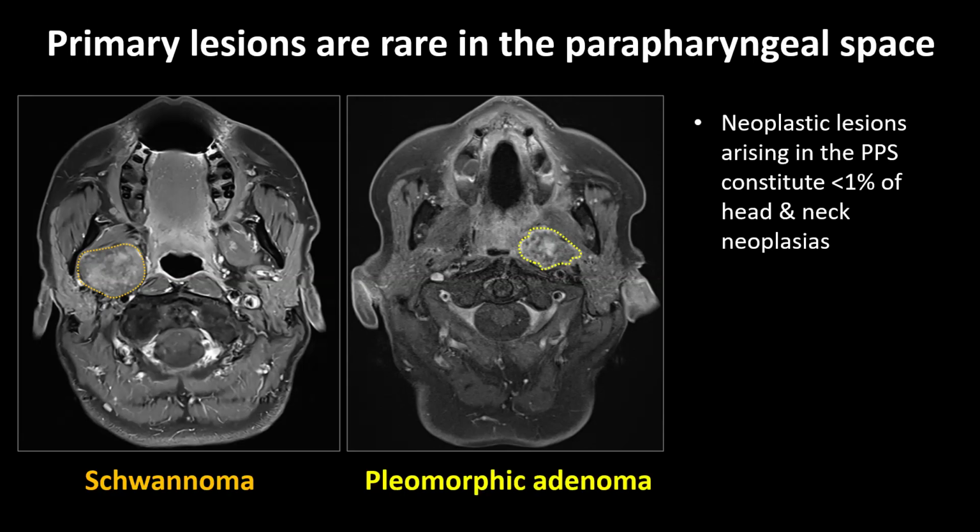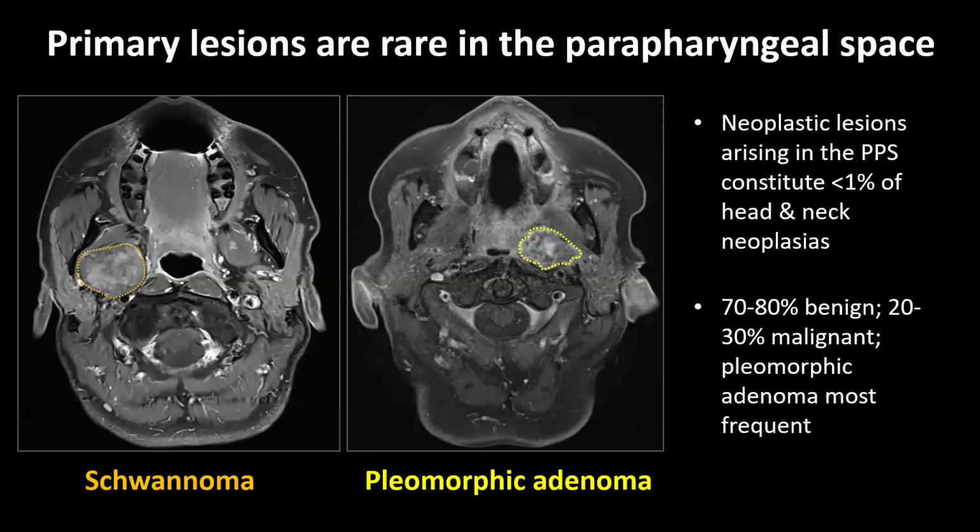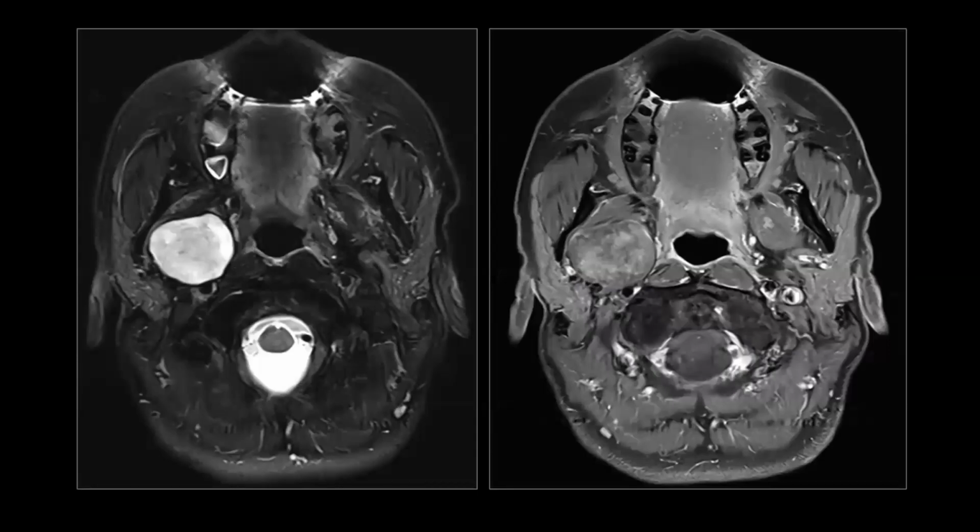Now, all in all, tumors arising in the parapharyngeal space constitute less than 1% of head and neck neoplasias, so it's definitely very infrequent. When you find a tumor there, the majority will be benign, and pleomorphic adenoma is the most frequent tumor arising primarily in the parapharyngeal space. Now, here's another example of a tumor that originated primarily in the parapharyngeal space.